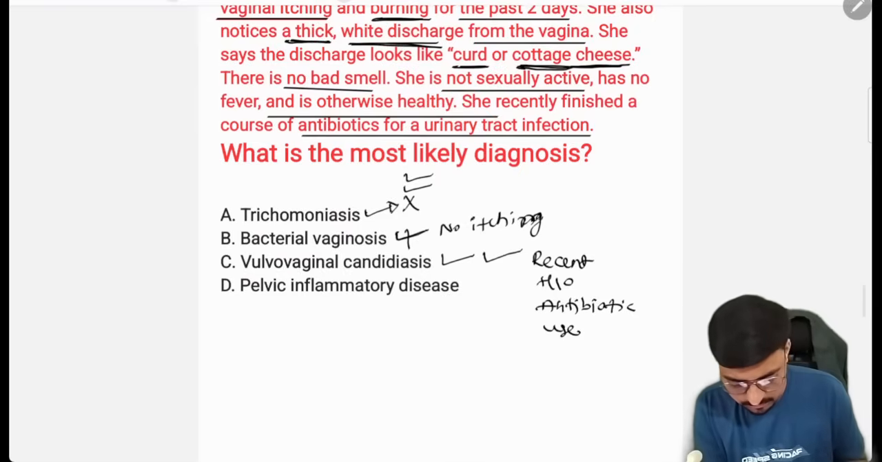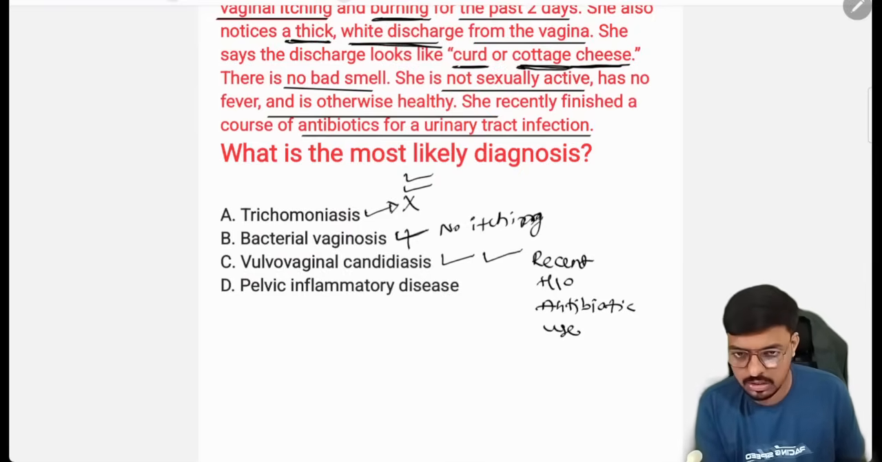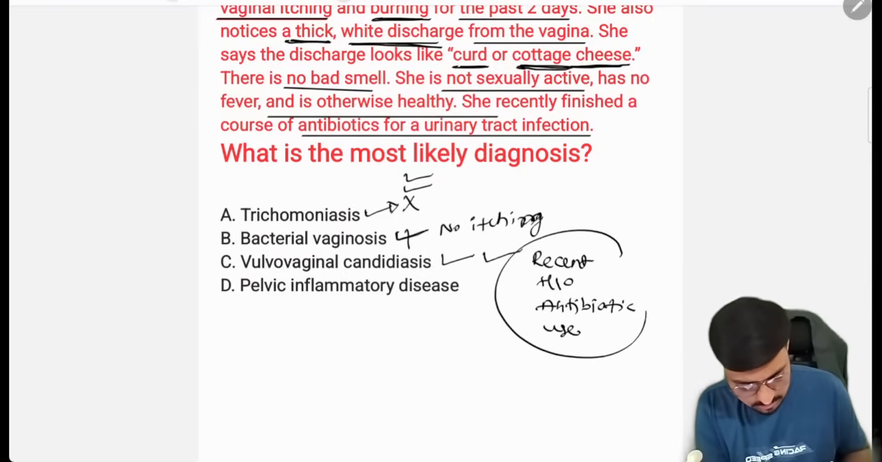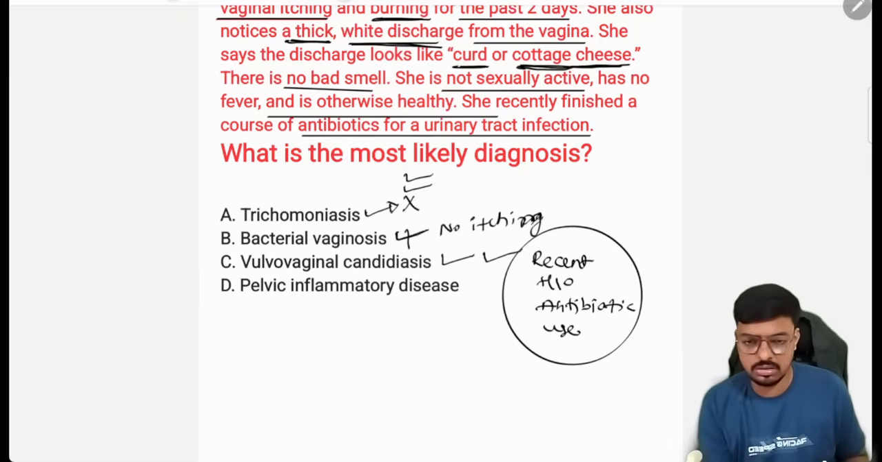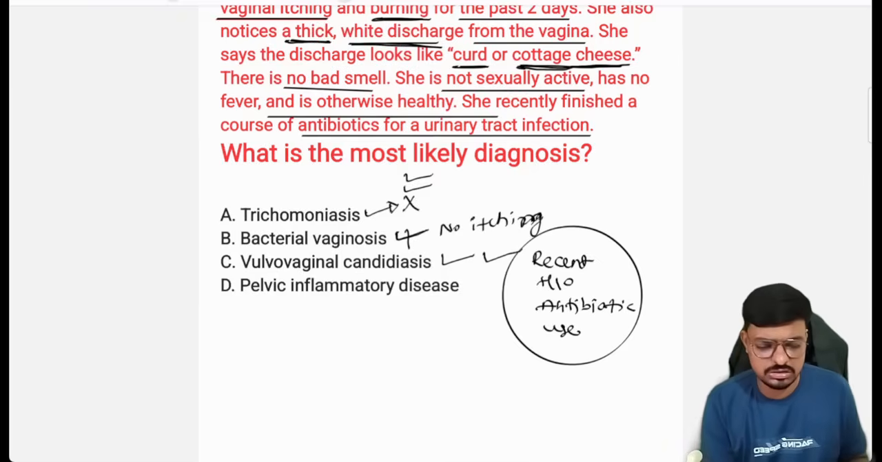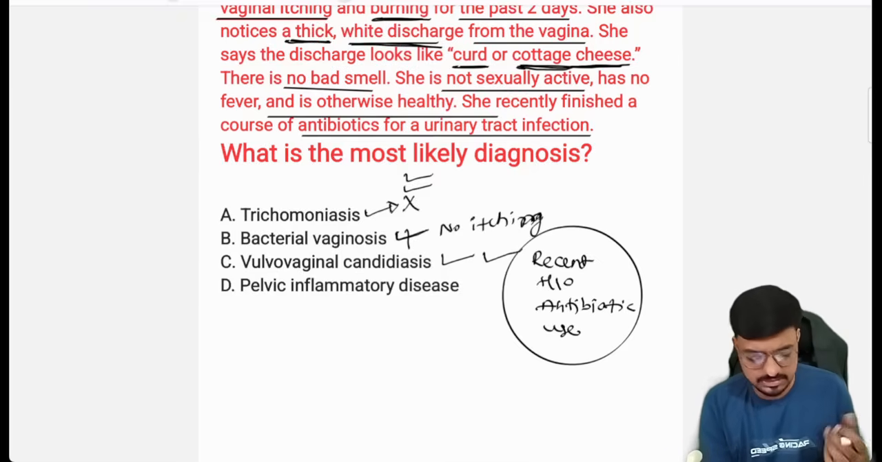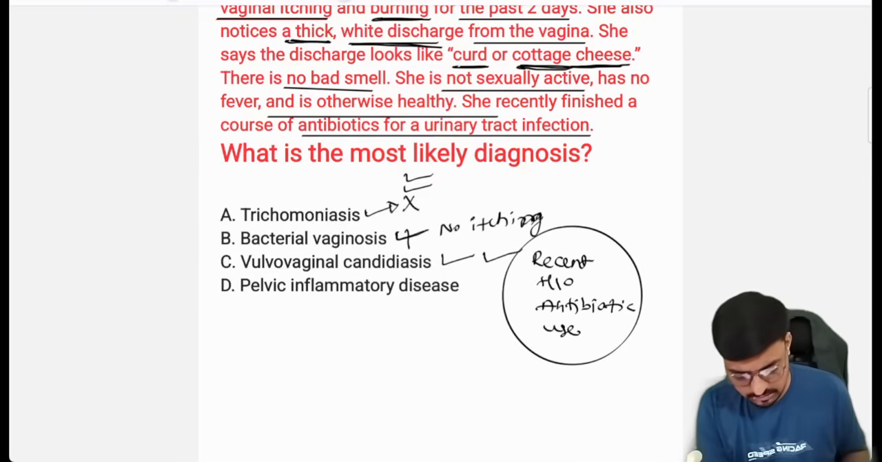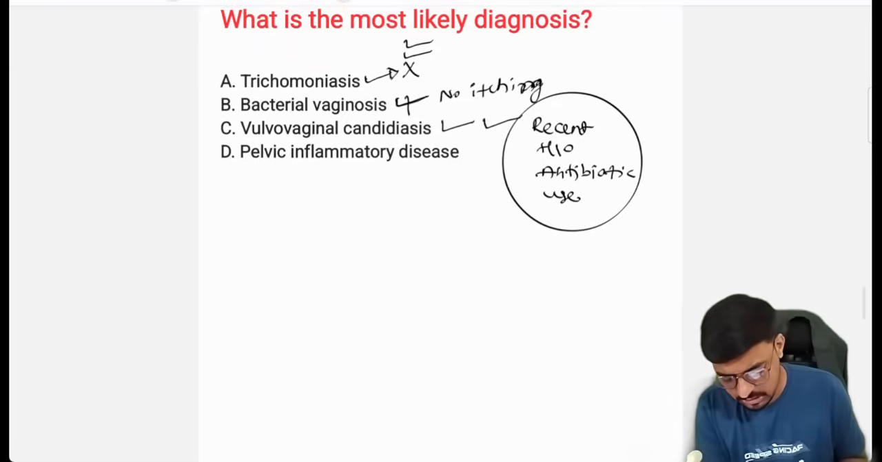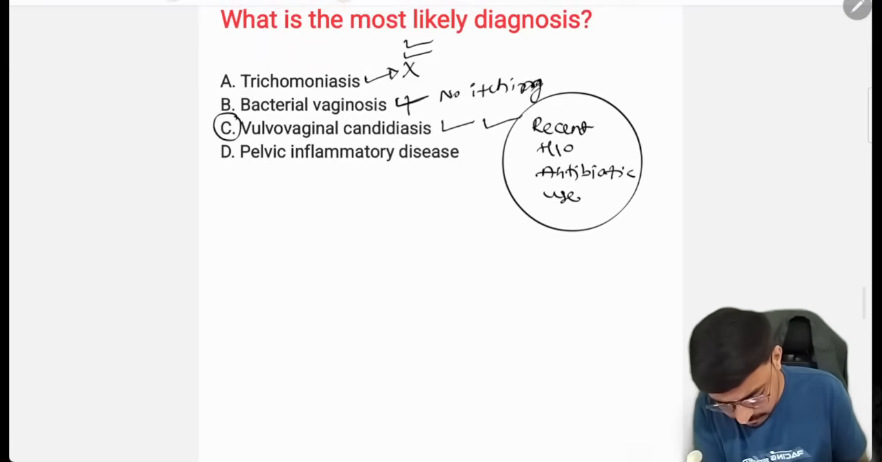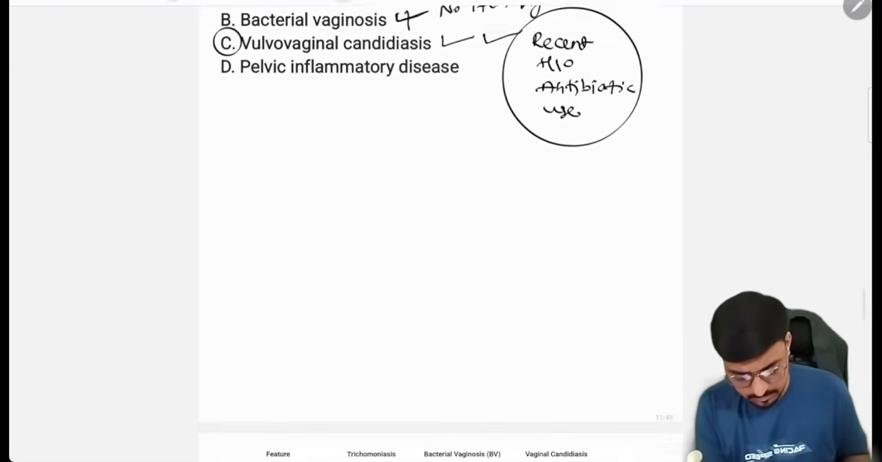She recently finished a course of antibiotic for the urinary tract infection. So this caused the destruction of the normal colonizing bacteria. When the normal colonization of the bacteria is destroyed, it means the immunity will be suppressed here. That is very important, so we have to keep it in our mind. So option C is the correct answer here.